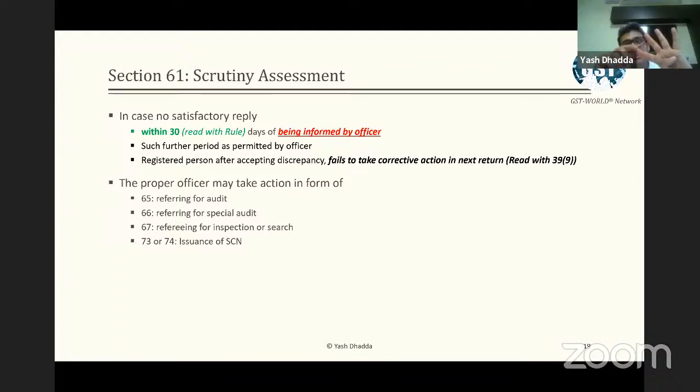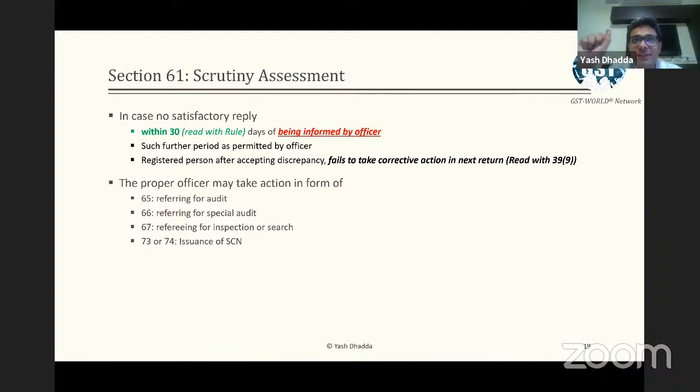He can ask his relevant officer to do the audit. वो चाहे तो section 65 में audit के लिए बोल सकता है. He can ask for doing special audit under section 66. He can ask the anti-evasion wing or DGGST or any other relevant proper officer to conduct a search or an inquiry against that particular person. Or if it is within his power, he can issue a show cause notice under section 73 or 74.